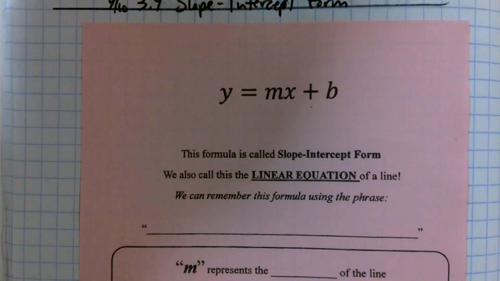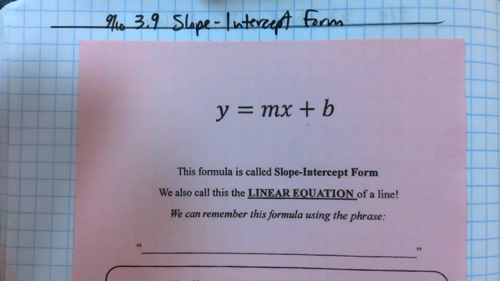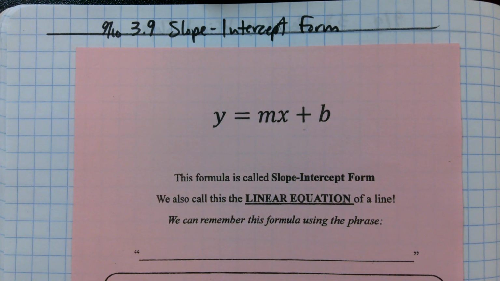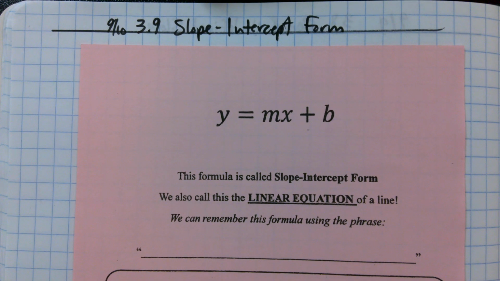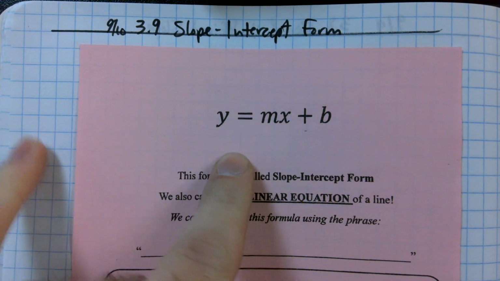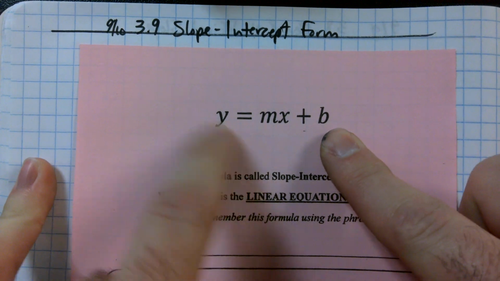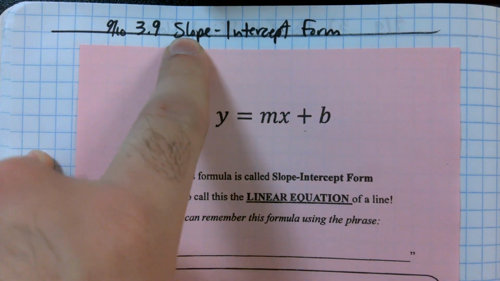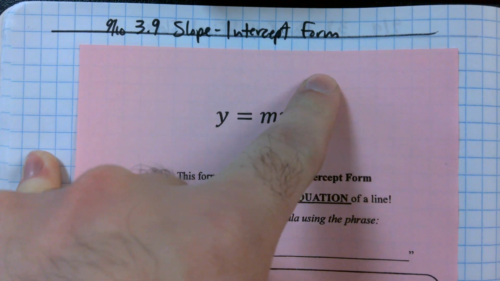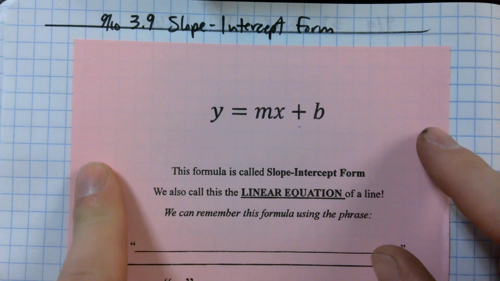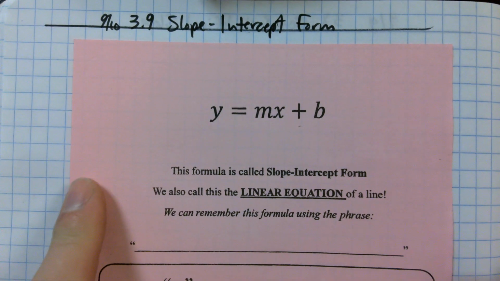But today we're going to learn about it in a little bit of a different way. You guys with me? Okay, it doesn't sound like you're with me, so let's make sure we're together, okay? So, this formula is called slope-intercept form. Everybody say slope. Slope. Intercept. Intercept. Form. Slope-intercept form. Perfect.